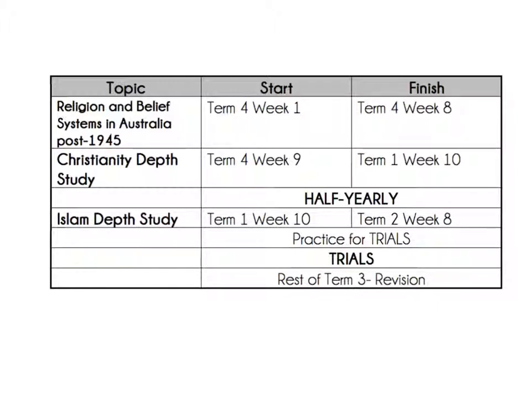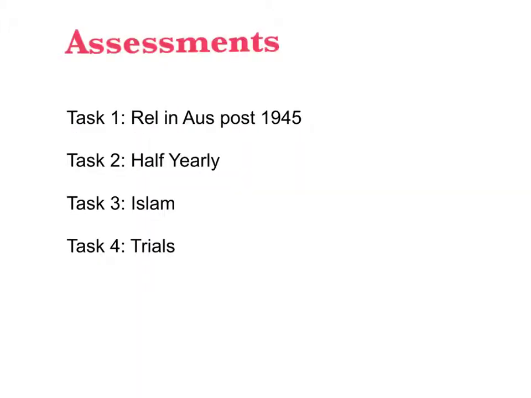Before we do that, I'm going to give you a little bit of a breakdown of your assessment. It's not official yet because dates and things can change, but this is how it's pretty much going to look. You'll have 4 assessment tasks: Task 1, Task 2, Task 3 and Task 4. Now you'll notice 2 of your tasks are the official exams. So you'll have a half yearly and you'll have a trial.